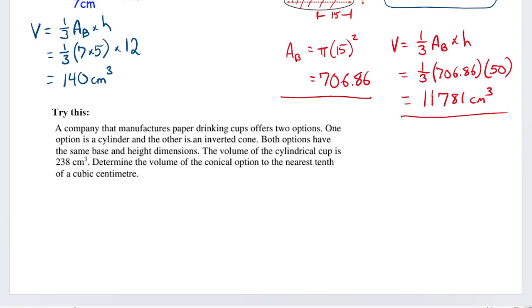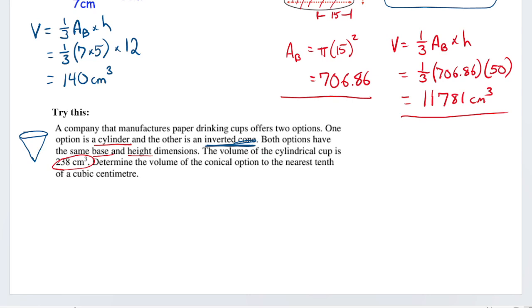Last practice problem here. A company that manufactures paper drinking cups offers two options. So one is a cylinder, and the other is a cone. Inverted cone just means the point's at the bottom because it's a drinking cup, right? It's open at the top. You've all seen those from little water coolers. So both of them have the same base and the same height. The volume of the cup is that. Determine the volume of the conical option.